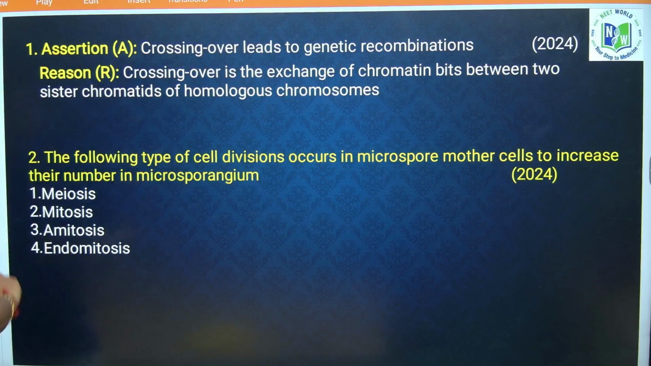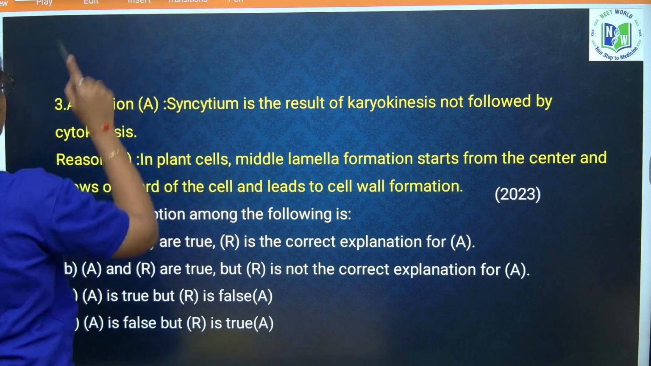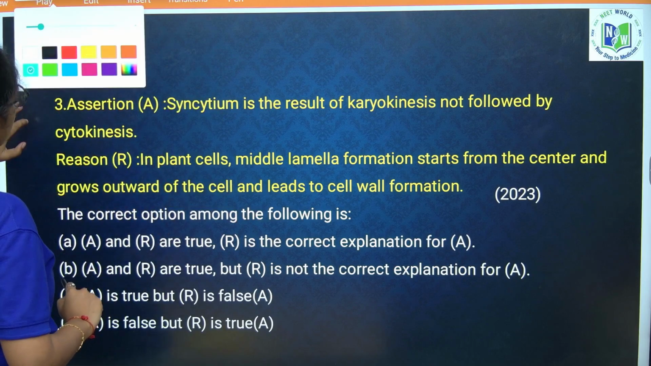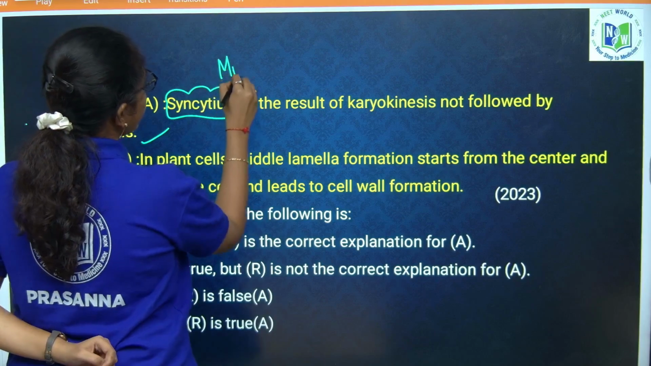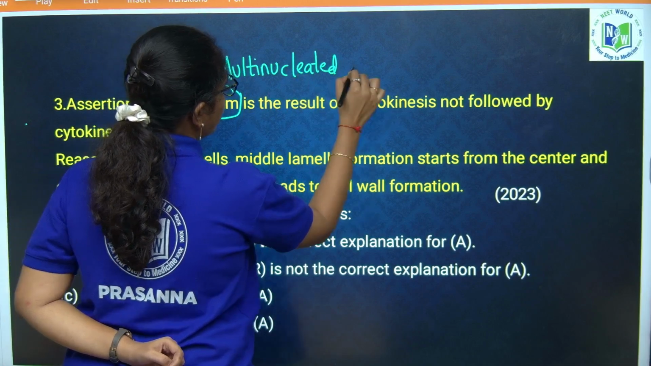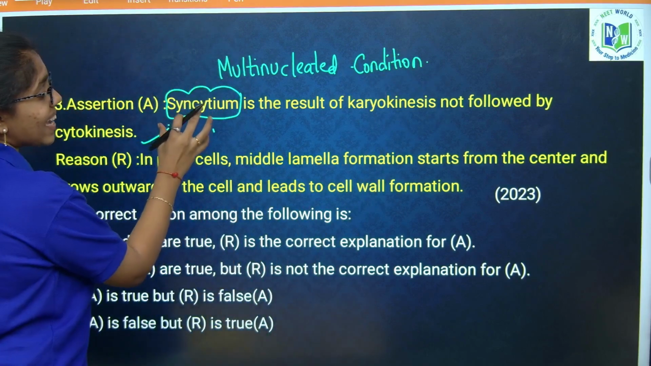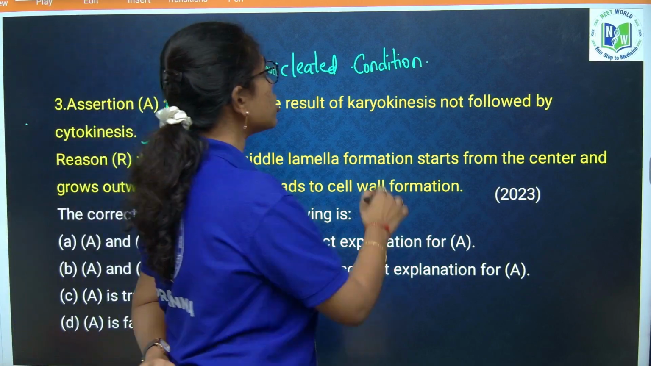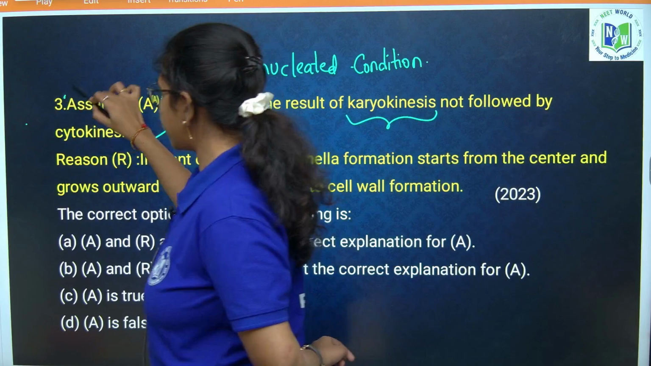Next question. Here again an assertion-reason type question appeared in the year 2023. Syncytium is the result of karyokinesis not followed by cytokinesis. True. Syncytium means multinucleated condition. Clear? This occurs because of continuous nuclear division not followed by cytoplasmic division. So yes, the assertion is true over here.